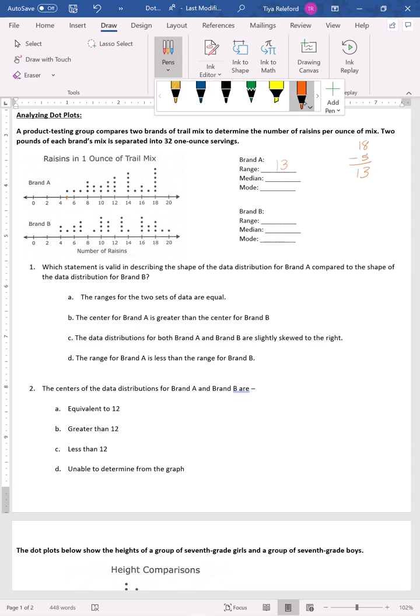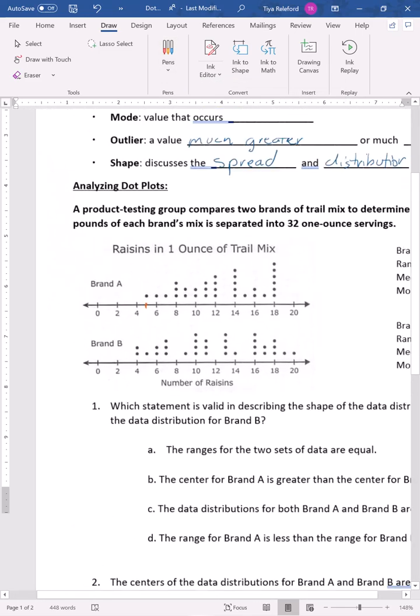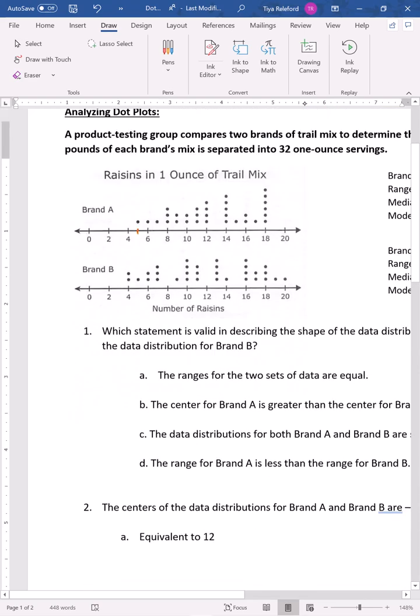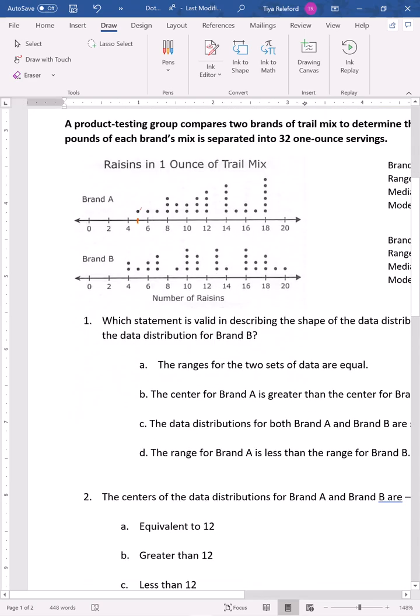Now, we're going to go back to brand A and find the median. Median means middle. So the way I like to find the median is just crossing out the dots. Go slowly. It's not a race. And remember, accuracy is important here. So, 1 on the bottom, 1 on the top, 1 on the bottom, 1 on the top, 1 on the bottom, 1 on the top. See how that's working? Just back and forth.